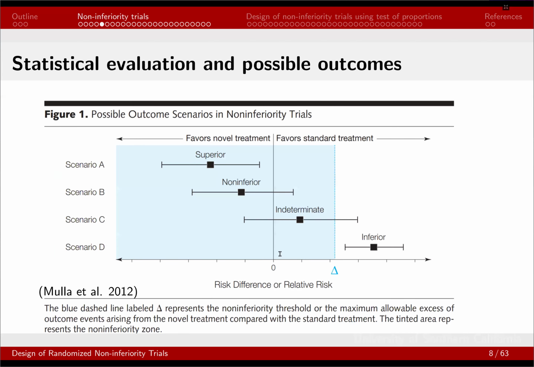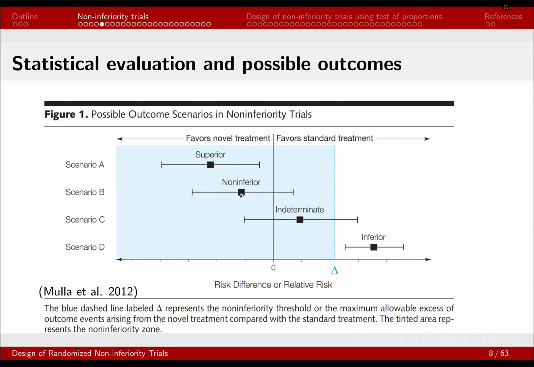This is a figure showing possible outcome scenarios in non-inferiority trials. This is in Mueller et al. 2012, but a similar figure can be found in many other papers. So if we have time to event endpoint with data from non-inferiority trials, we can estimate the hazard ratio of the new novel treatment versus the standard treatment, and we build a confidence interval of the hazard ratio. We compare the confidence interval to the pre-specified non-inferiority margin. On the x-axis, the blue dotted line, the delta, is the pre-specified non-inferiority margin on the log scale.